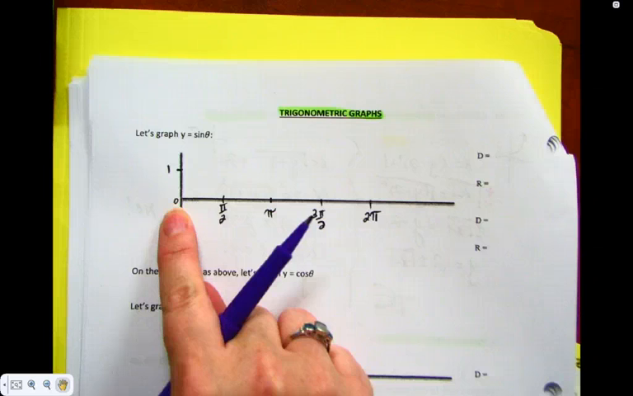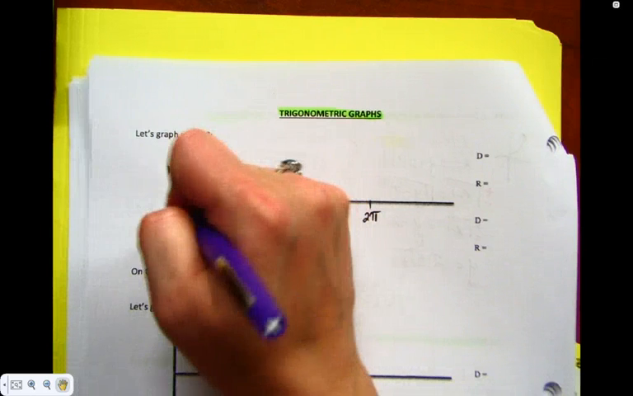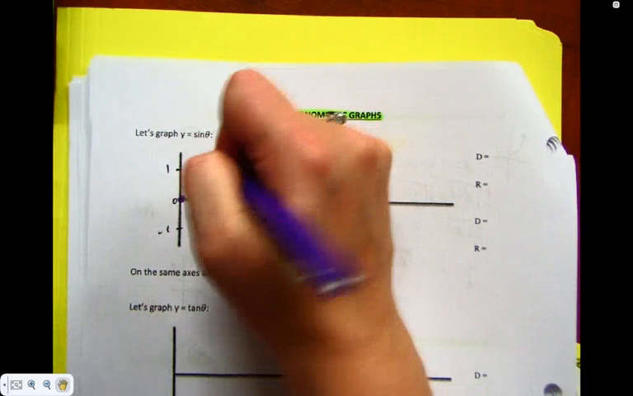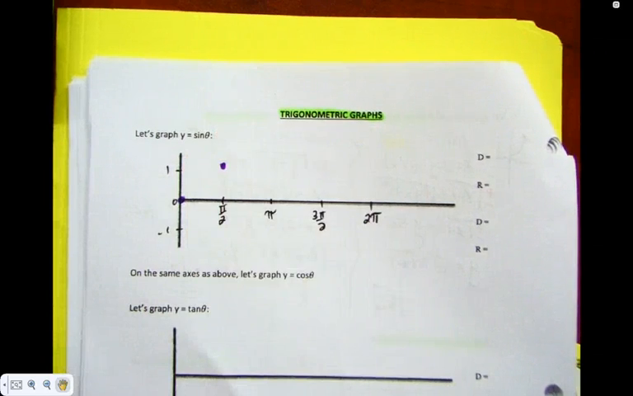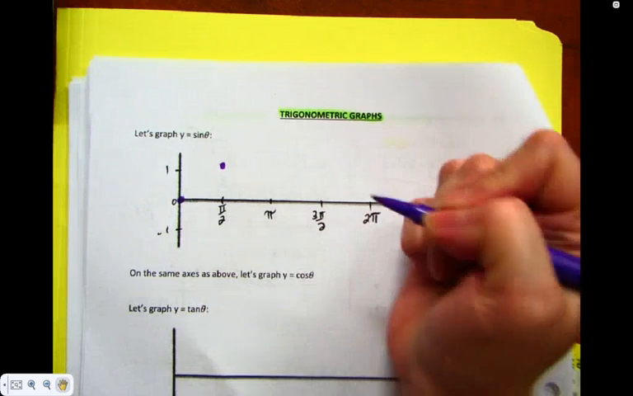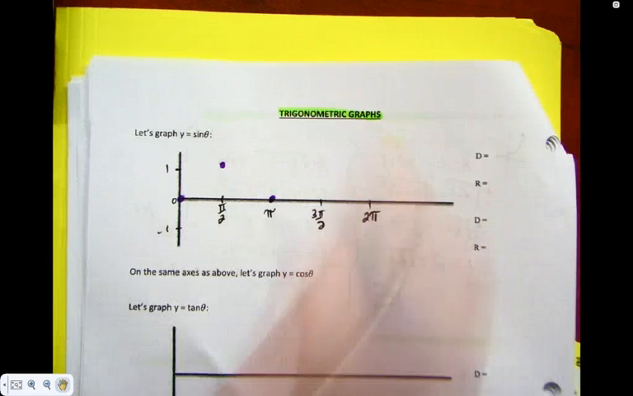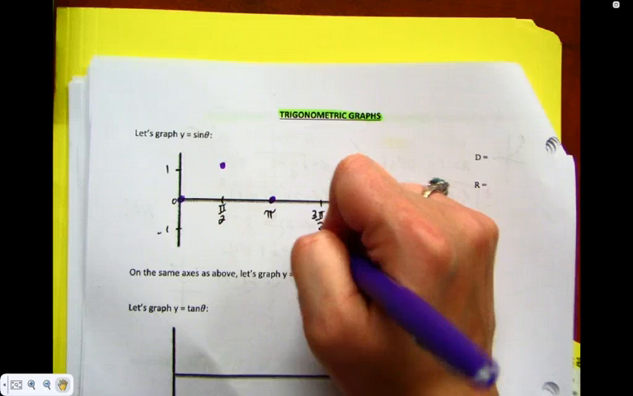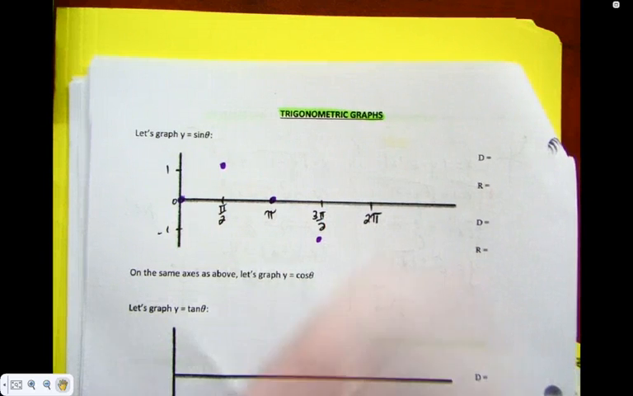What's the sine value at 0? So what's the y-coordinate when there is no angle on the unit circle? 0. Pi on 2, top of the circle, what's the sine value? 1. Pi, so left-hand side of the circle, what's the y value? 0. 3 pi on 2, the bottom of the circle, negative 1. And all the way back around to 2 pi.